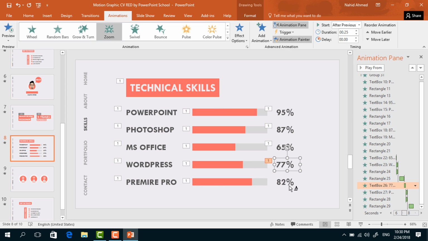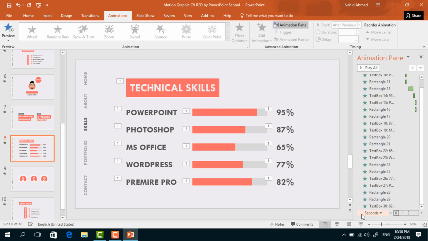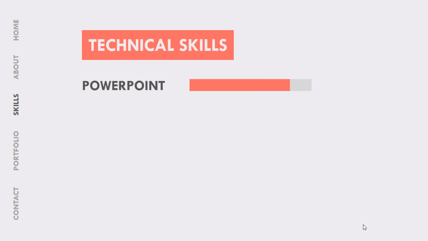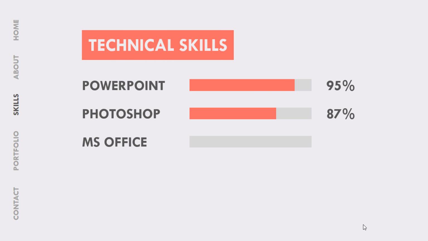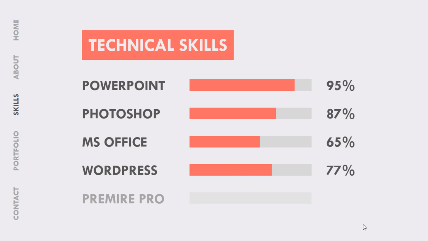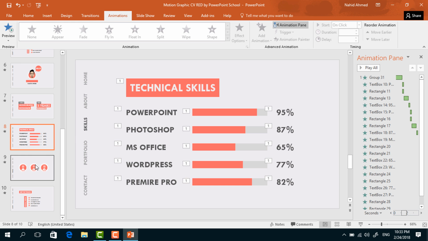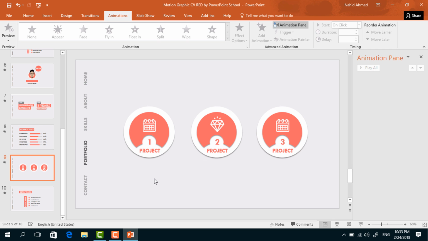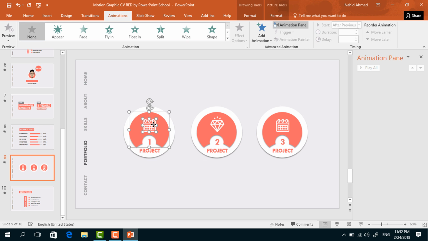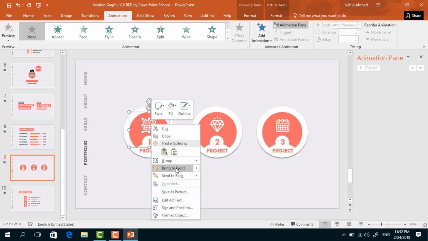You just need to copy and paste the animation here, and after adding all the animation, if you start the slideshow, you can see that our animations are working. So now we have to go forward to our next slide. Here in this portfolio slide, we have to add the animations. At first, holding the control button, we have to select these two, right click and select bring to front.